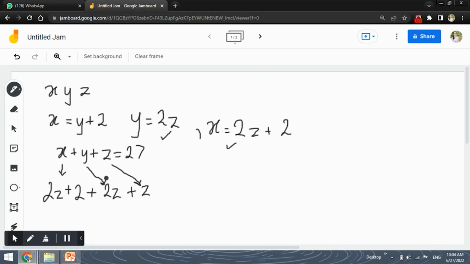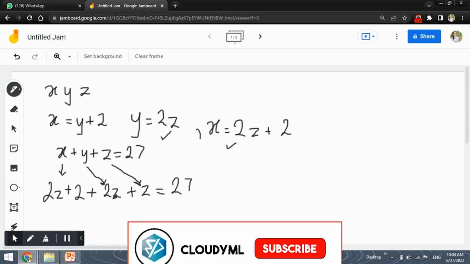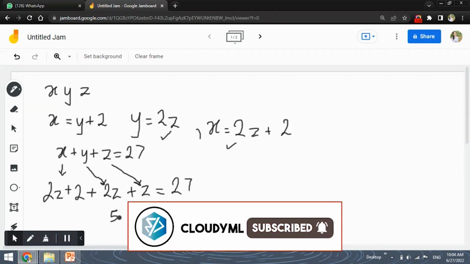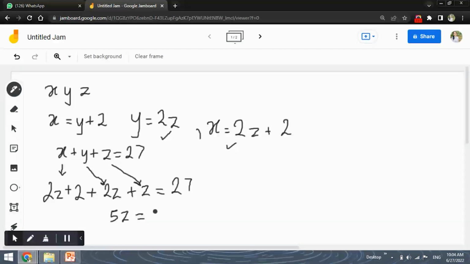So we have substituted the equations in terms of z so that we can first find out the value of z. By solving this, you will see 2z plus 2 plus 2z plus z, which means the total will be 5z, correct? Equals 27 minus 2, because this 2 will shift over here. So the answer will be 25, and z will be 25 divided by 5. So z will be 5. So we've got the value of z.